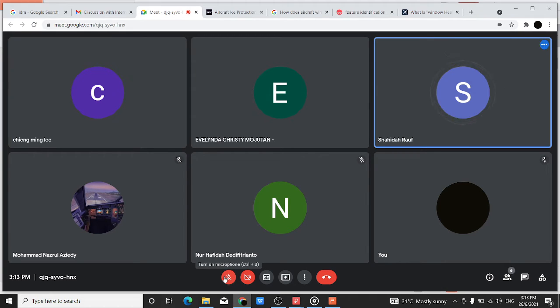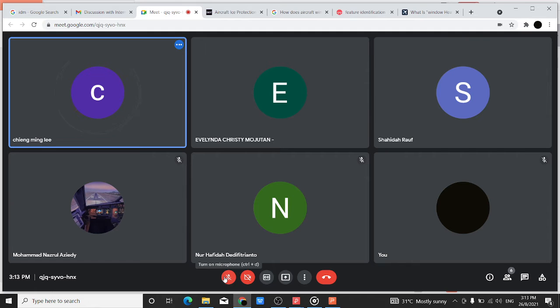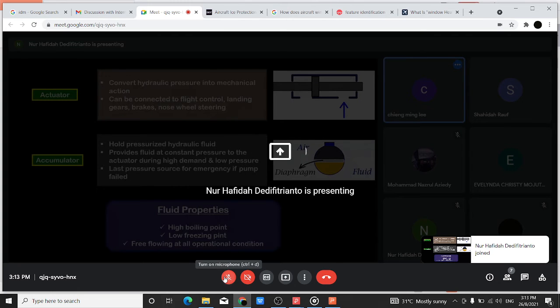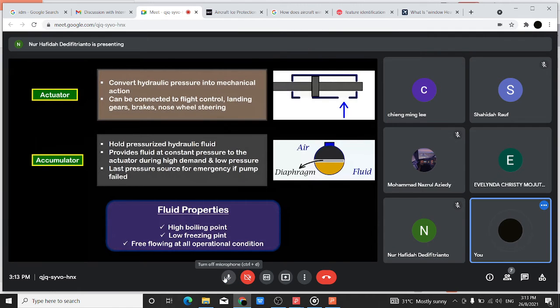Okay, sir. Shaida? Any other thing? Maybe the brake. Yeah, definitely the brakes. Ryan? Besides that, hydraulic can also be used to move the slats, the elevator, rather. Yeah, the flight control.